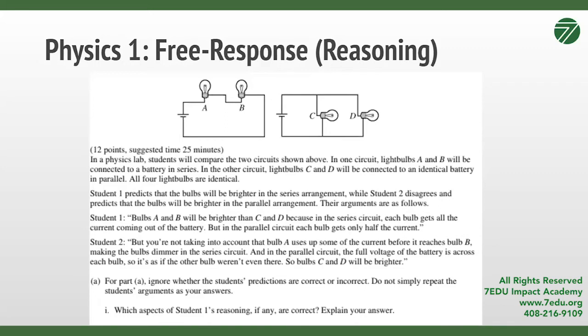And then what we can see down here at the bottom is the actual question, which is: which aspects of student 1's reasoning, if any, are correct? So even though student 1's actual premise, that bulbs A and B will be brighter than bulbs C and D, is wrong, they say that in a series circuit, each bulb gets all the current coming out of the battery. And that's true, because in a series circuit, all of the current will go through each bulb one at a time. So you would get points for citing that information, that they say the current through the bulb is correct, even though their answer is wrong.